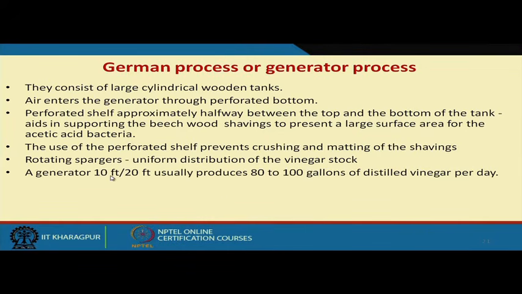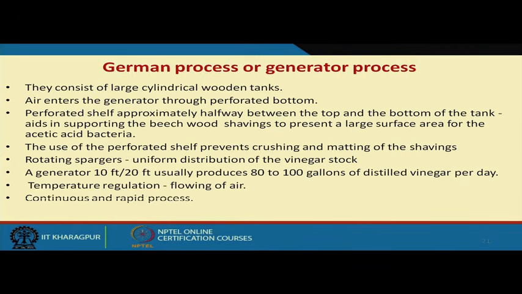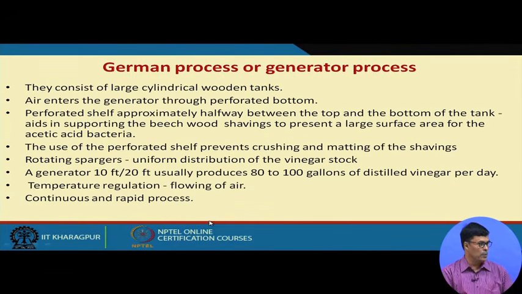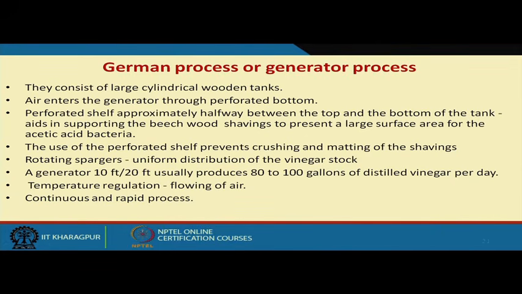A generator is usually 10 to 20 feet in height, and produces about 80 to 100 gallons of distilled vinegar per day. Temperature regulation is done by flowing the air, and this is a continuous, rapid process. So this is how this process is used, and the rate of acetic acid production will be much higher as compared to the French or Orleans process.